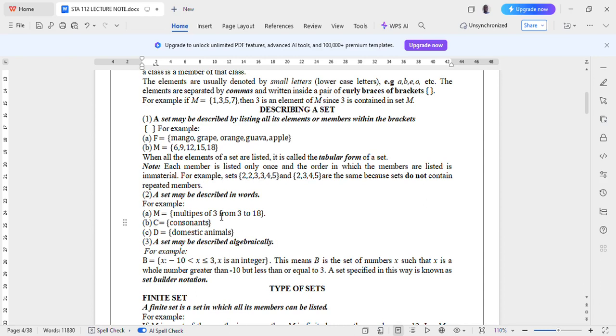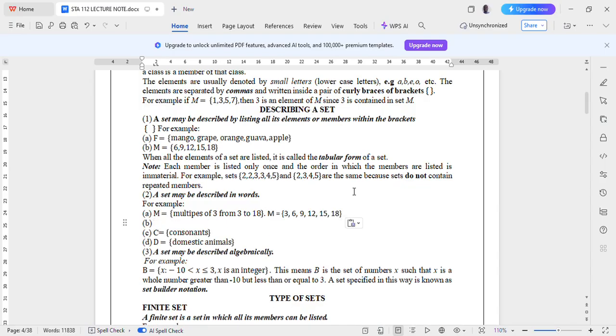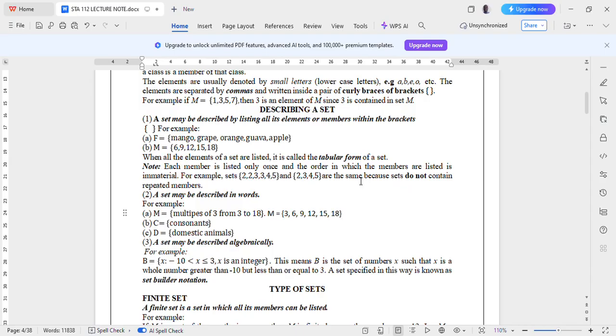So it is now left for us to list the elements as I did here. Unlike the first one that has been listed, they can describe it in words, and we are meant to list that.